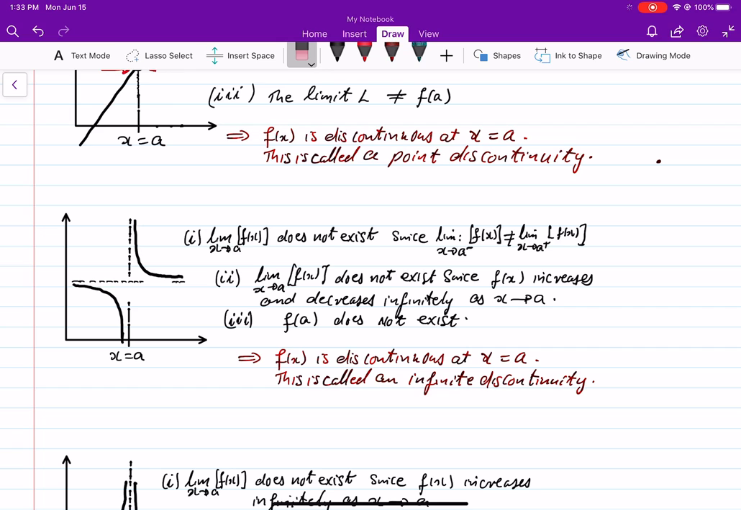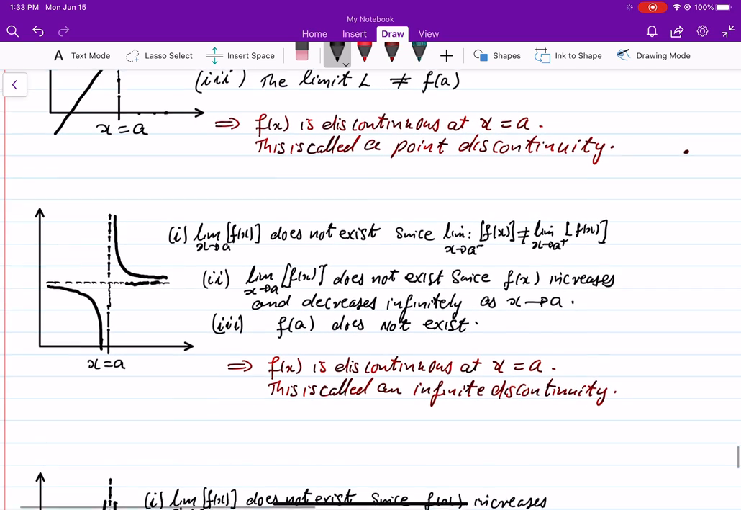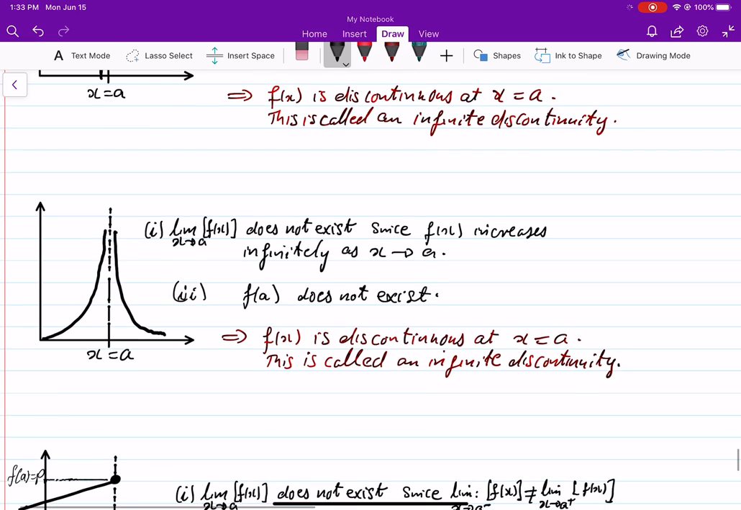Let me not spend too much time on that. All right. Infinite discontinuity in this case, and the limit doesn't exist. Same here. The limit as x approaches a of f of x does not exist since f of x increases infinitely as x is approaching a.